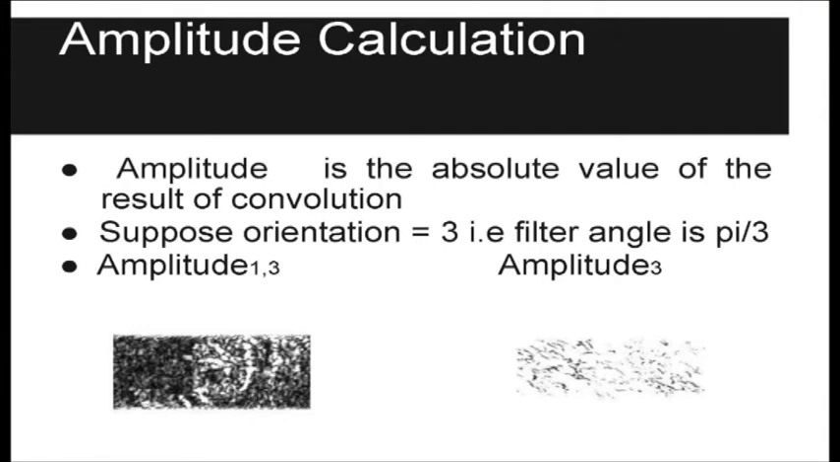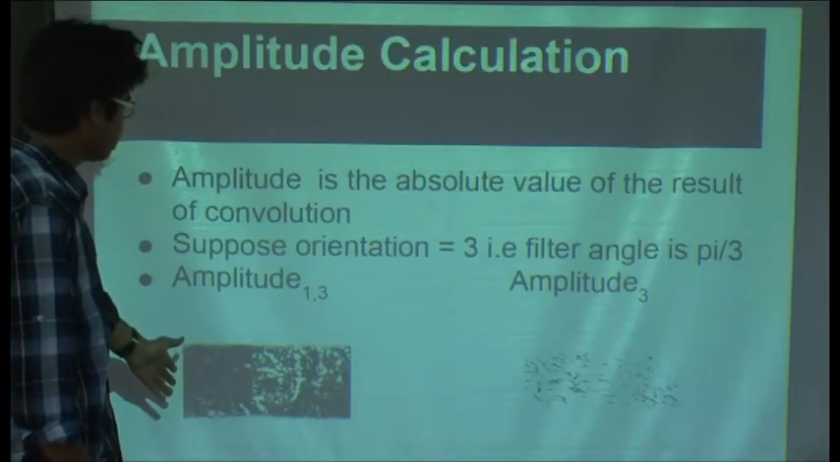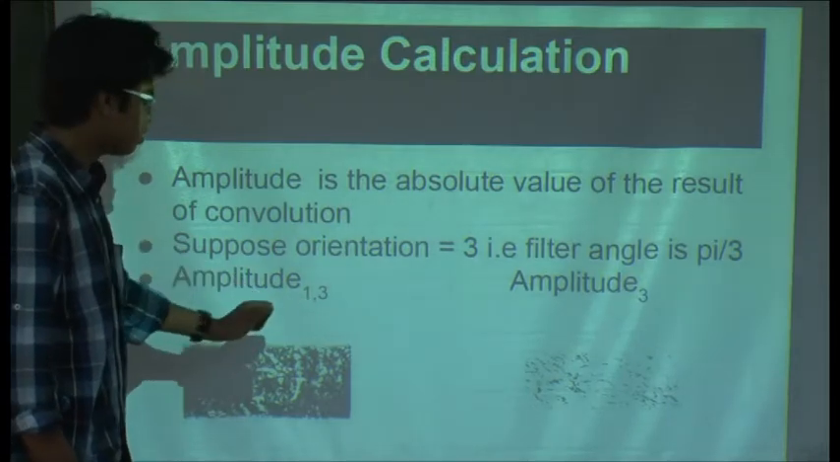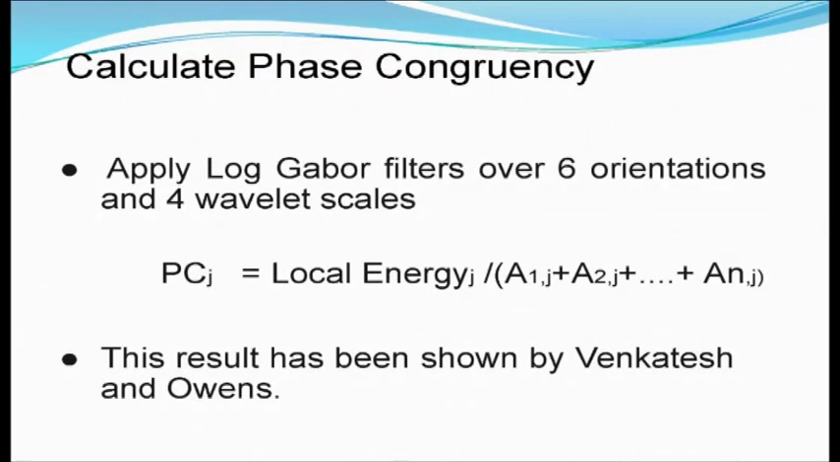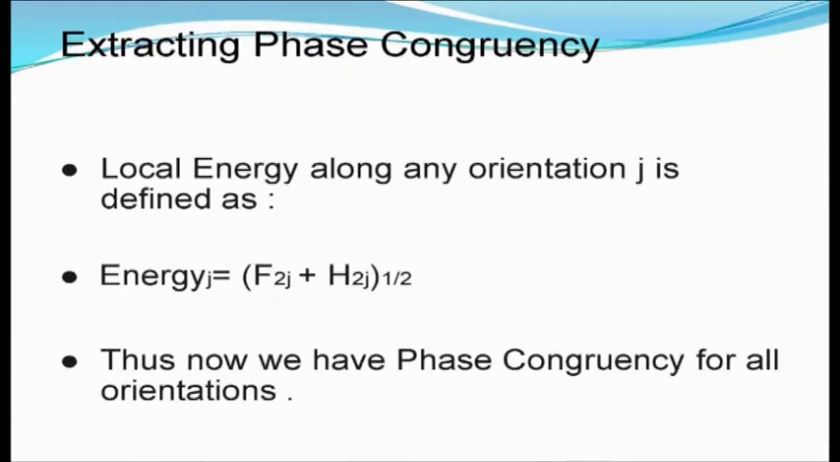Suppose the orientation is 3 and scale is 1. I got this amplitude, and I have to sum this over all the scales. After that I will get the denominator from this equation. To get the energy, we first sum the real part of the convolution results over all scales at that particular orientation. Then we sum the imaginary part of the convolution result over all scales, and the energy is defined as the absolute value.